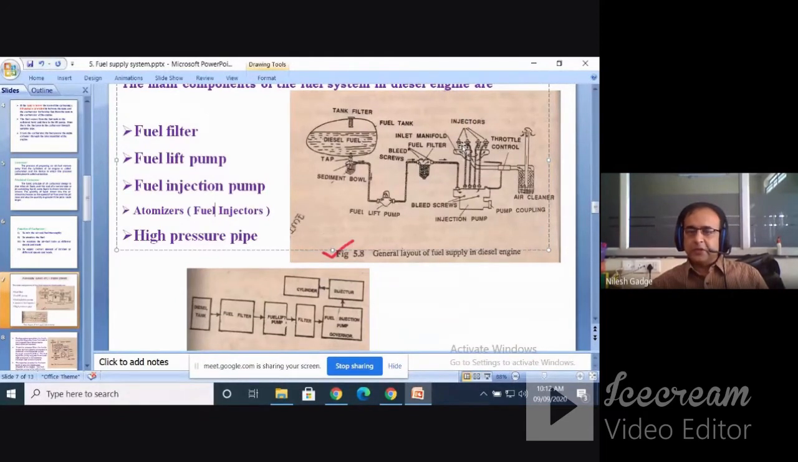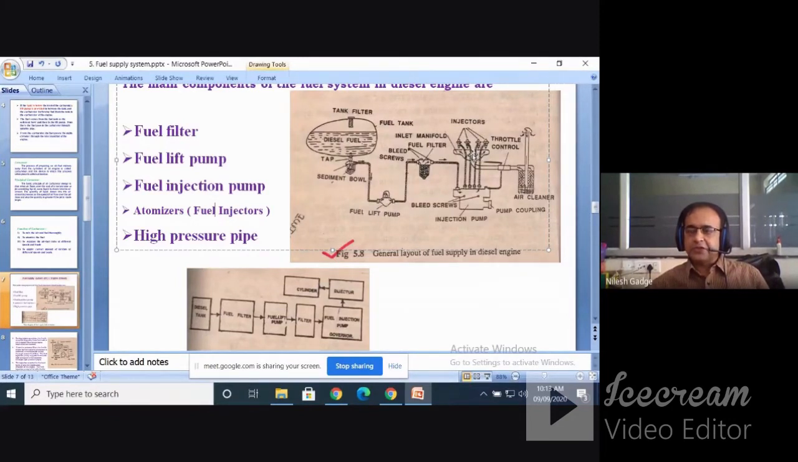So what is the function of atomizer or fuel injector? It actually supplies the fuel. Actually, the fuel lift pump supplies the fuel with high pressure to the fuel injection pump, and then the fuel injection pump supplies the fuel to the fuel injectors or atomizers. The function of the atomizer or fuel injector is that it converts the liquid, here diesel or the fuel, into fine droplets or spray in the cylinders.